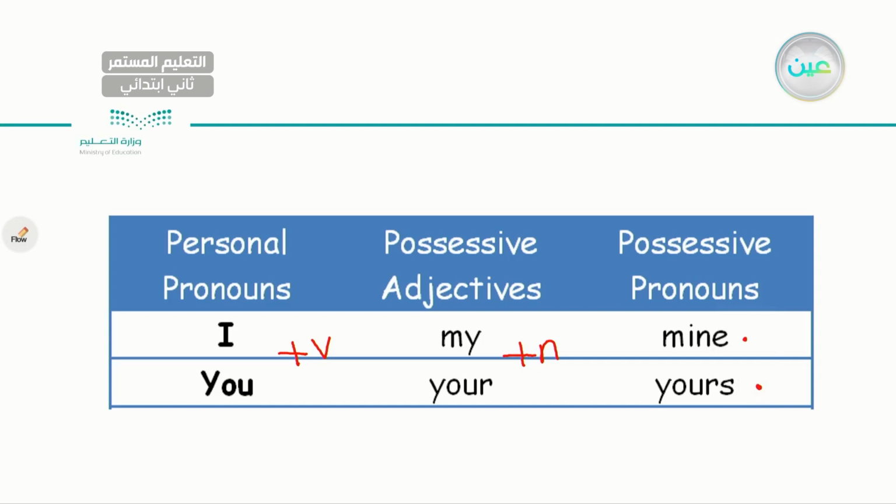So again, for the personal pronouns, they are mostly followed by a verb. I am, I teach, you cook, you are. For the possessive adjectives, they are followed by a noun. My eyes, your car, for example. For the possessive pronouns, they are followed by none. So they conclude the sentence. It is mine. It is yours.